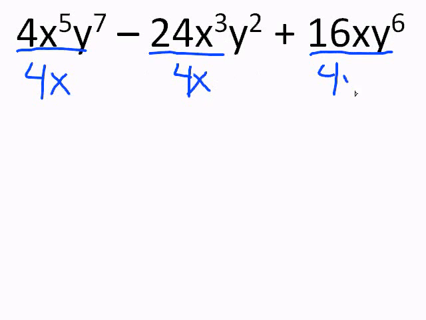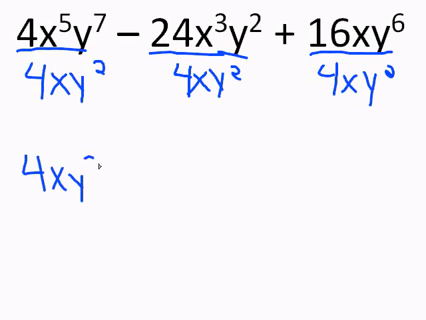You can only take 1x out of all of them. Then you look at the y's. What's the biggest amount of y's we can take out of all of them? Well, they all have at least 2 y's, so I can take y squared out of every single term. So my result is 4x y squared. That's my GCF.